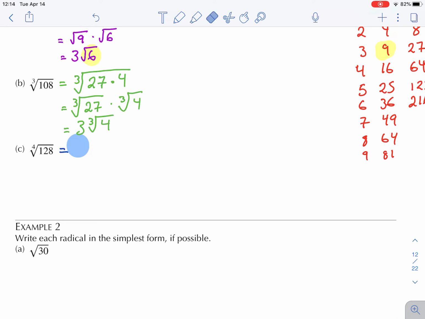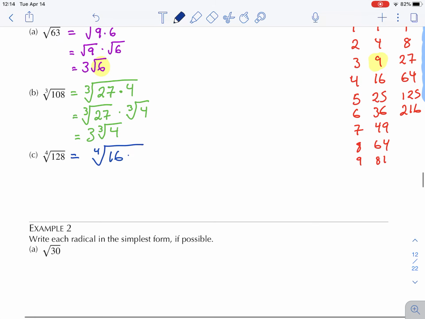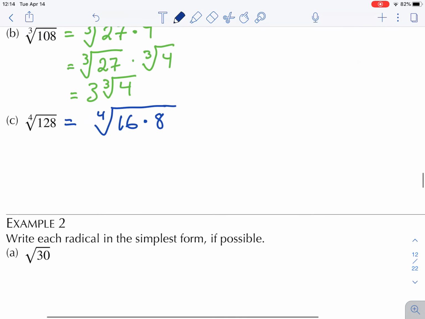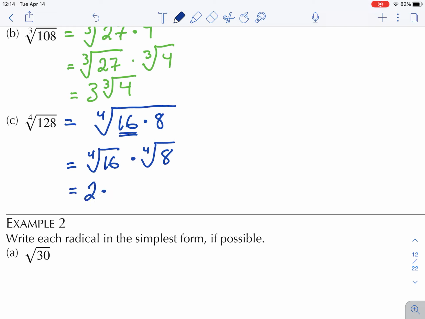So I have to see if I can divide 128 by 16. And in this case, I can. 16 times 8 is equal to 128. And 16 is a perfect quartic, so I separate it out. The fourth root of 16 times the fourth root of 8. The fourth root of 16 is 2, times the fourth root of 8. Normally I don't write the multiplication sign in there, and I just write it as 2 fourth root of 8.